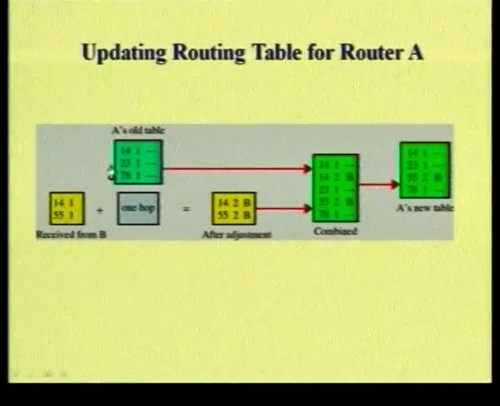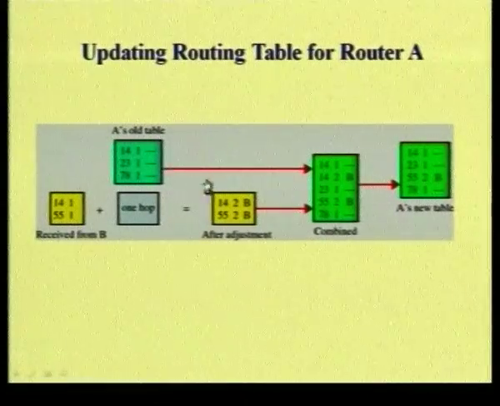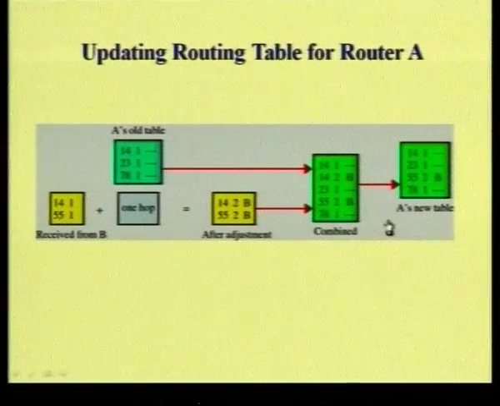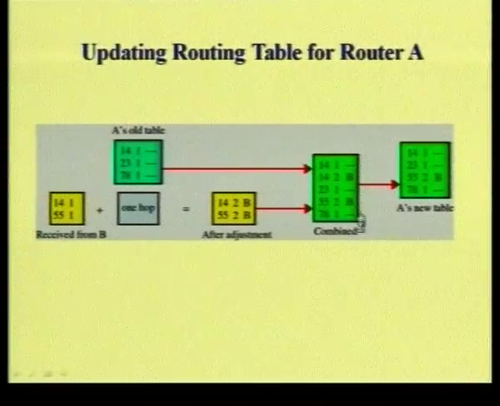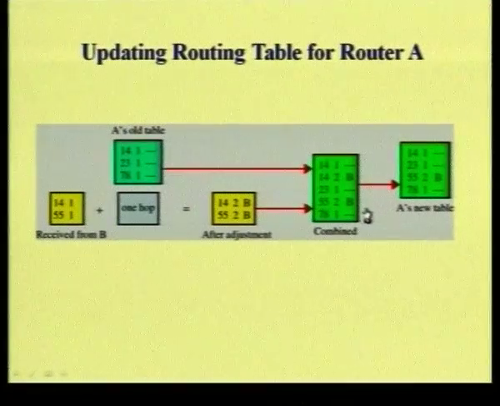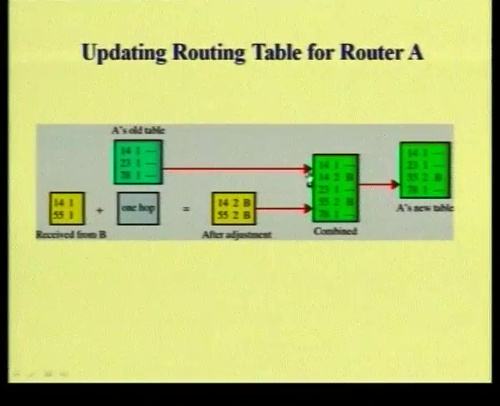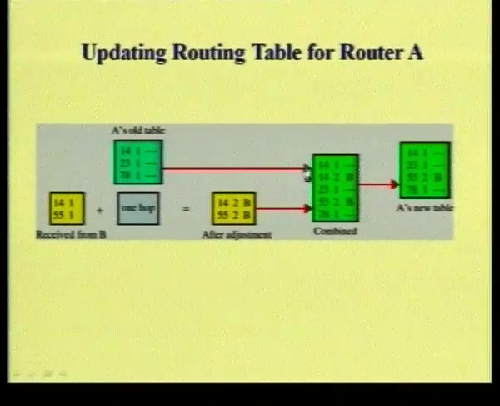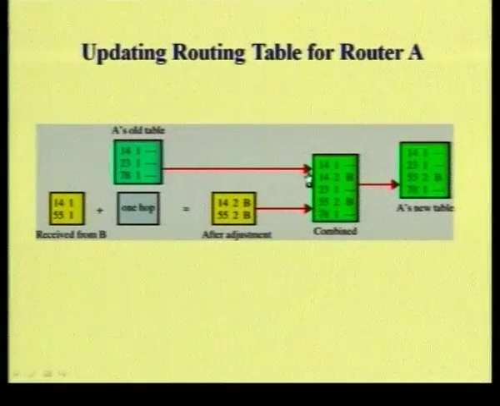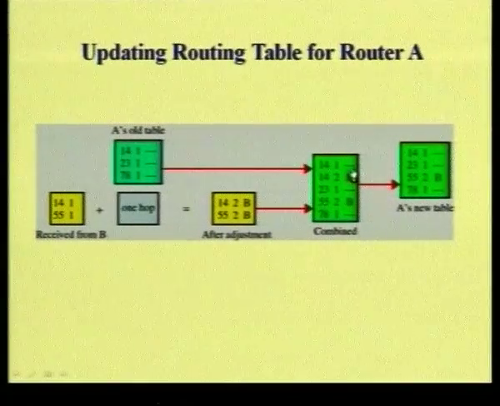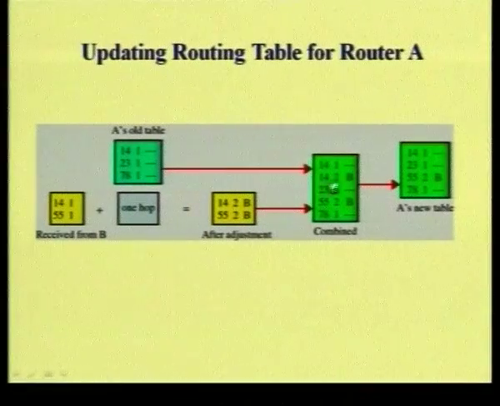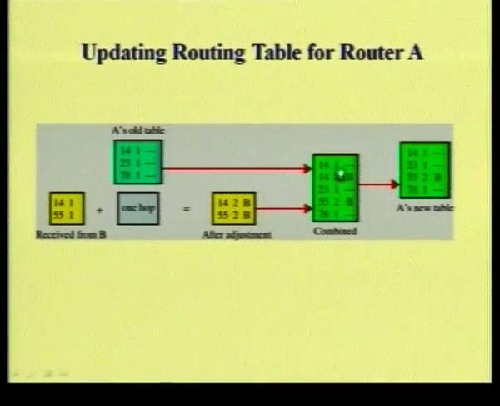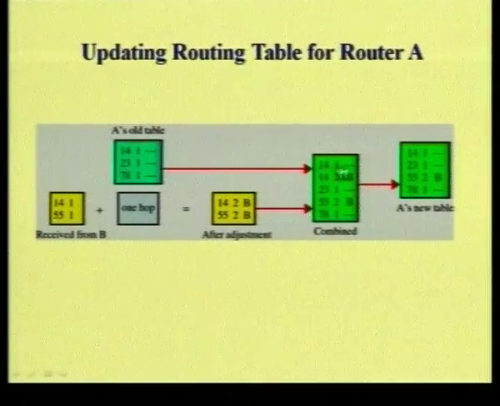Now A already has its old table, so this table and this information, these two now have to be merged together, combined to form a new table. And when you make this combination, you identify those paths for which you have a lower cost. So you can see that with respect to network number 14, directly you can reach it from A, whereas through B you have to send it to B and then again back to 14. So this has a cost of 2. So out of these two, I will retain the first entry.